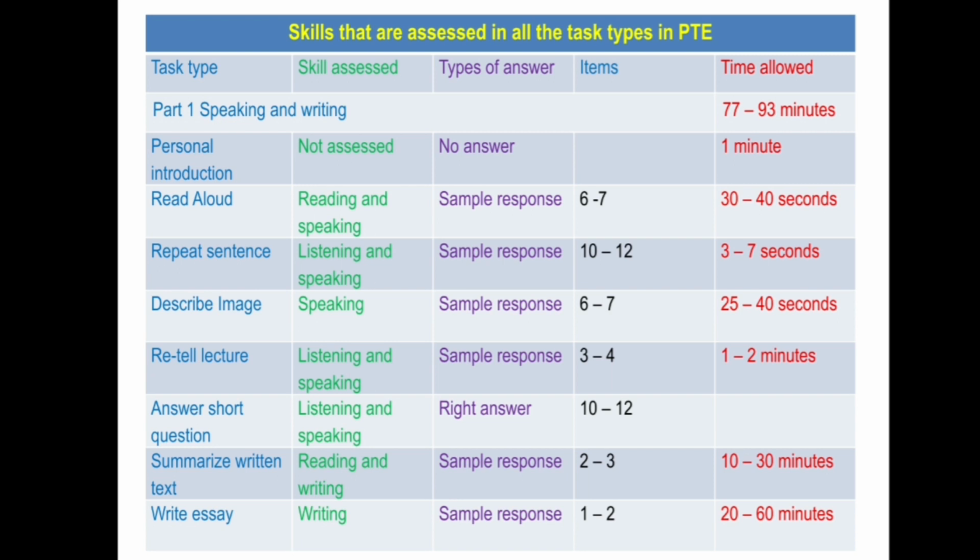30 to 35 words. For this item type, you will be given 2 to 3 items, and for each item 10 minutes is allowed for the student to write their response. As soon as you finish this item of writing, you move toward writing essay. Writing essay consists of 1 to 2 items.